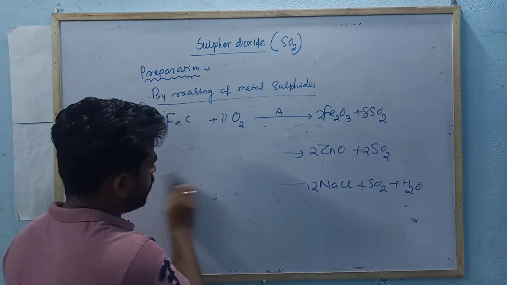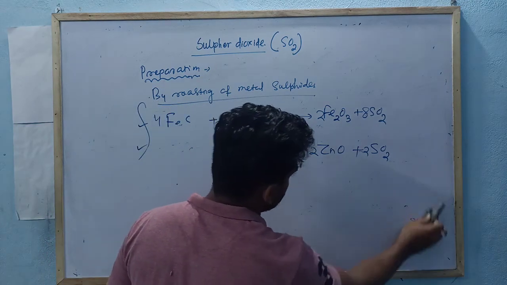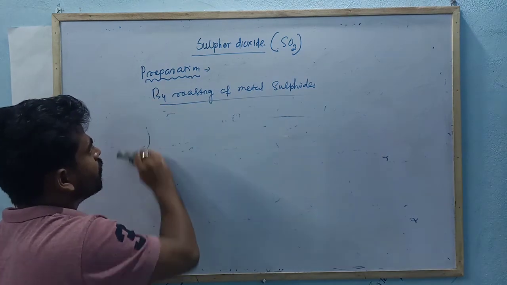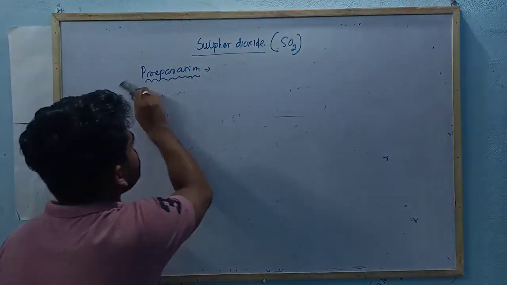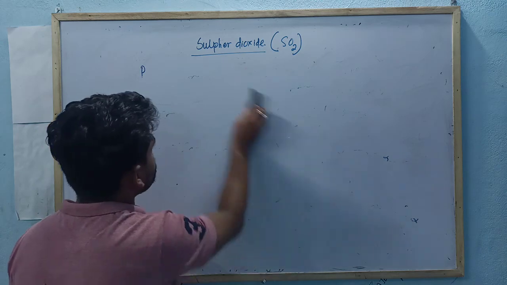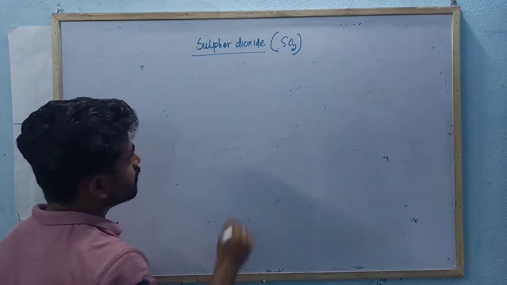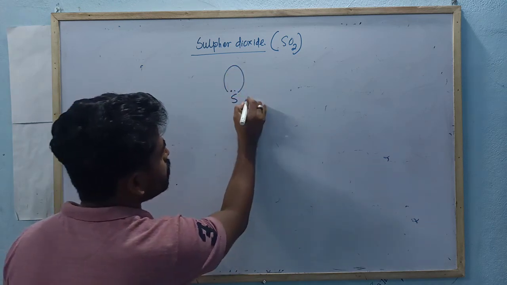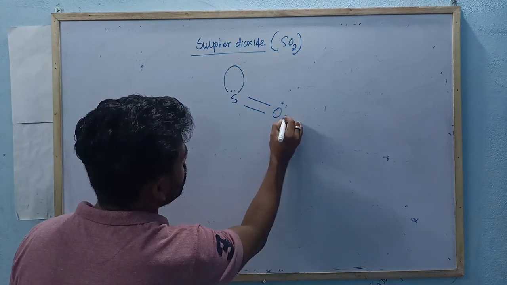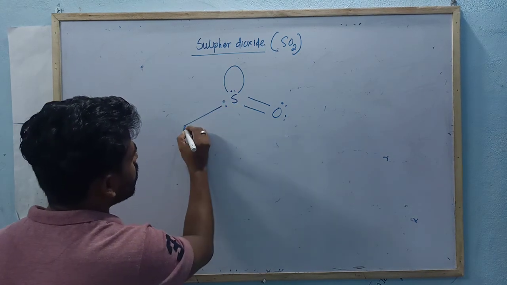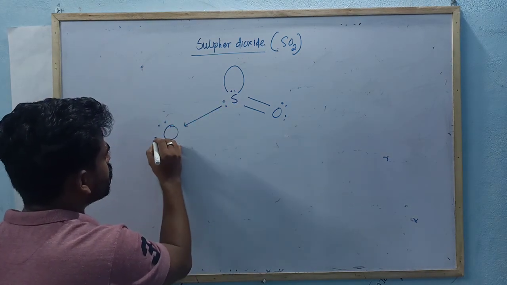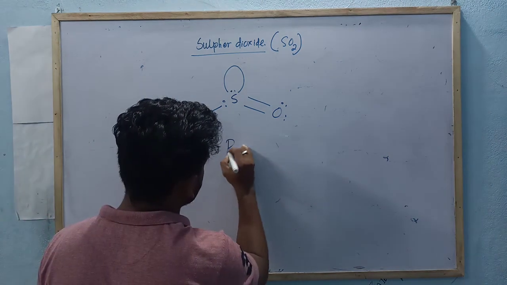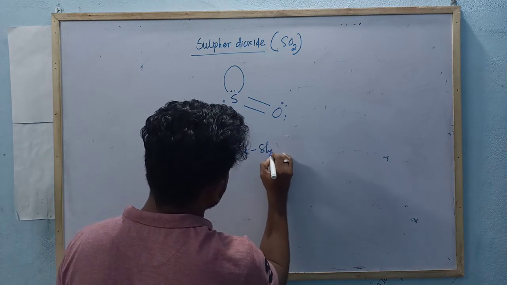Next, we shall discuss its structure, the structure of sulfur dioxide. In its structure, this one is sulfur with a lone pair of electrons over here. This one is a double-bonded oxygen, and here a coordinate bond is formed towards this oxygen. So the shape is bent shape.